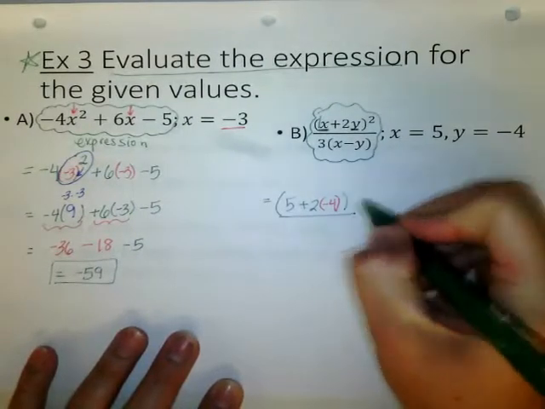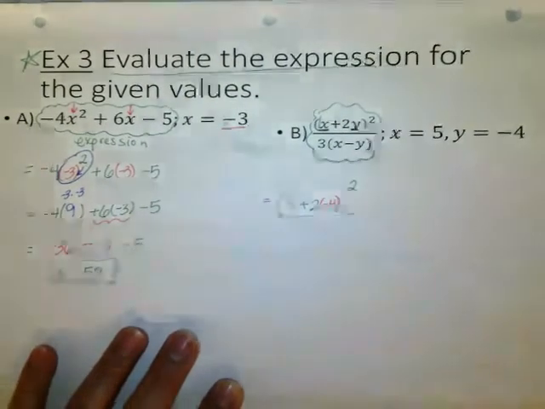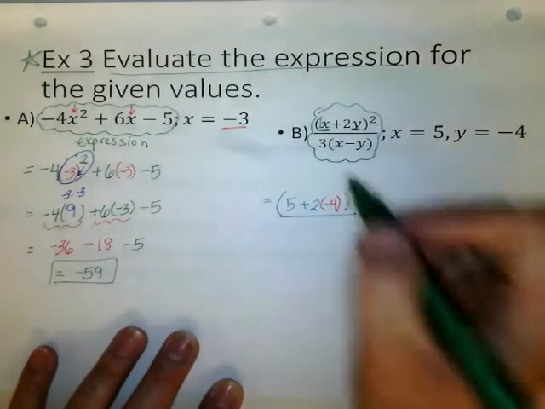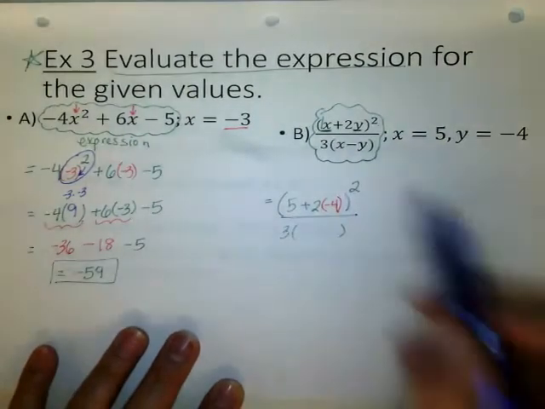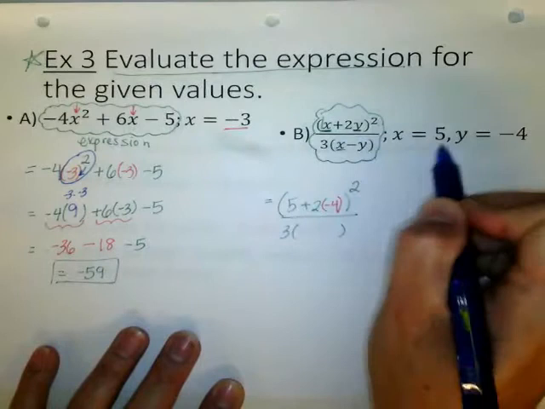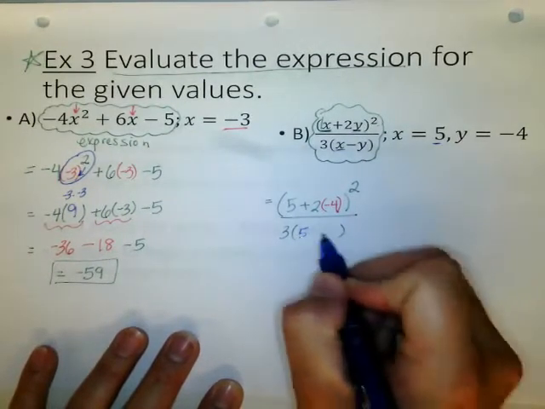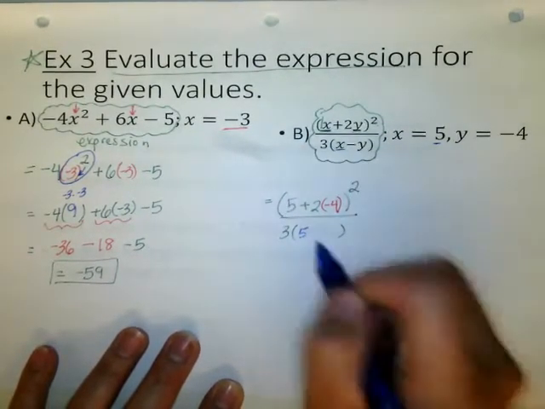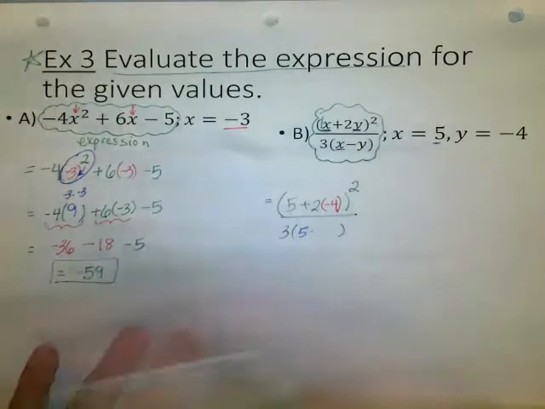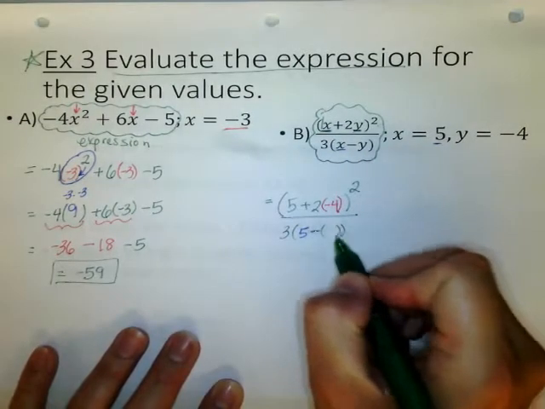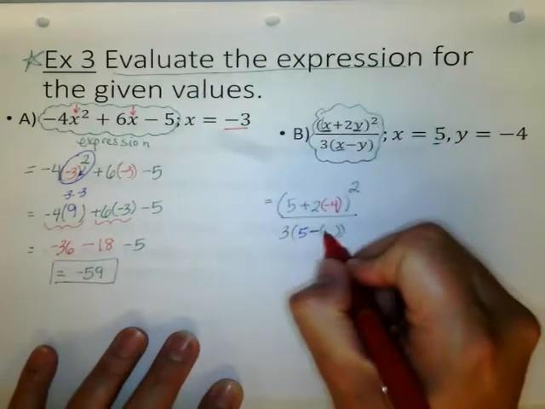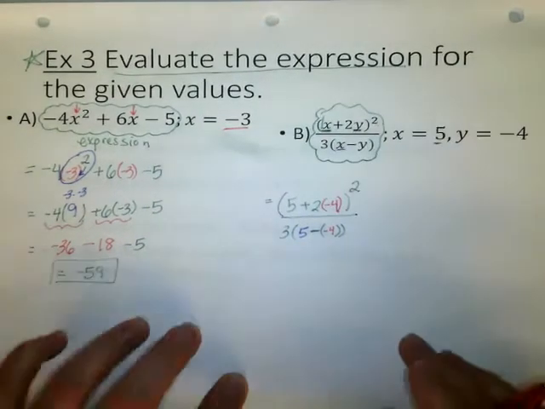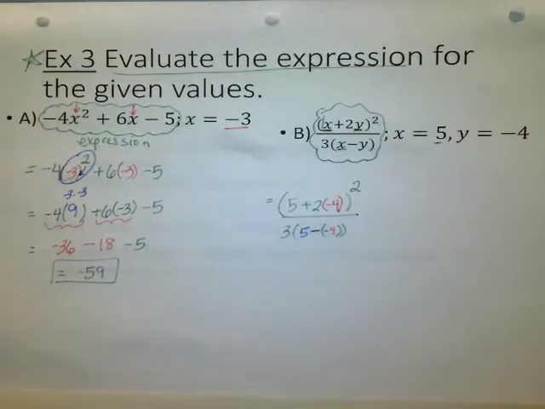And don't forget quantity squared. In the denominator, I have 3 quantity, and then x minus y. So this is just a plain old x here, so I'm just going to put in my 5. This is a negative. That's really important. Because of that negative, negatives just screw everything up. I want to make sure that I use parentheses. -4. So minus a -4.